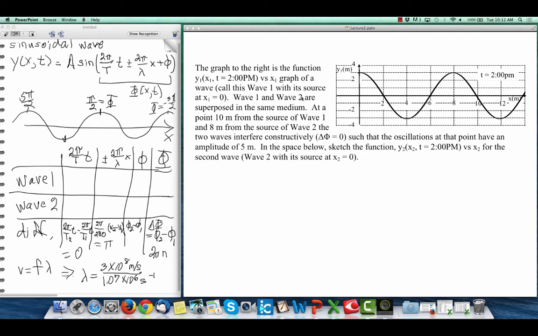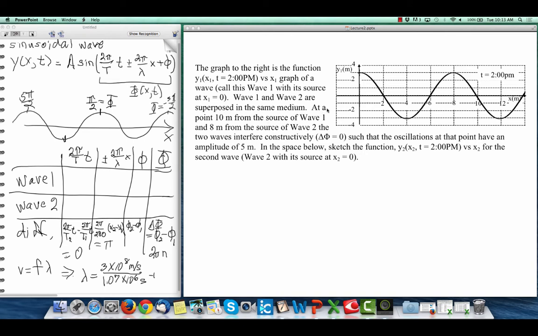Wave 1 and wave 2 are in the same medium. Actually, superposition has to be in the same medium. Two waves are at the same location at the same time. Then they're at the same spot, and that means they're in the same medium. So it's a little bit redundant to say they're in the same medium.